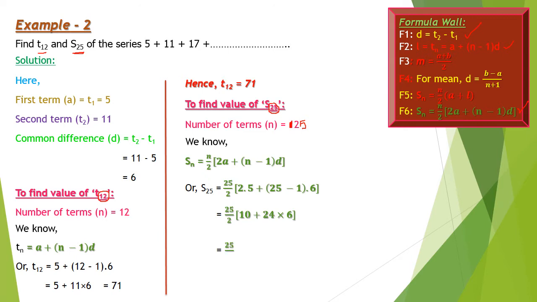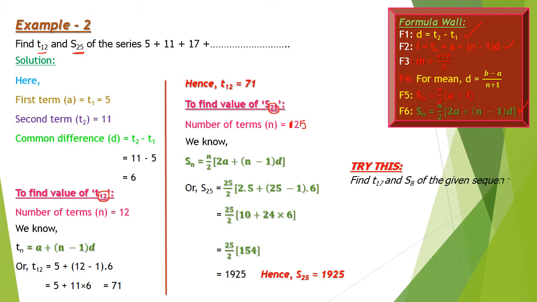Now it is 25 by 2 inside the bracket 154, and the answer is 1925. The sum up to the 25th term is 1925. Hence S25 is 1925. So there is one question for you to practice. Try this question: T17 and S8 of the given sequence. Find T17 and S8. You can do it exactly like example 2.